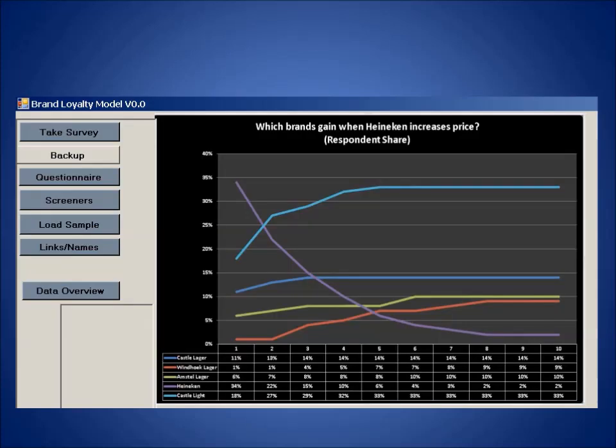Here I'm just reverting to the graphics. See the purple line is Heineken's demand curve we showed you earlier. The other curves show what happens to the other brands when the price of Heineken is increased, and of course its loyalty is dropping. You will see that the big effect is Castle Light. The other brands really don't have much of an effect or benefit from Heineken increasing its price.